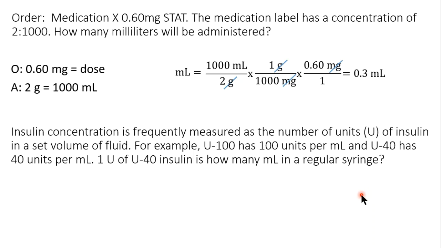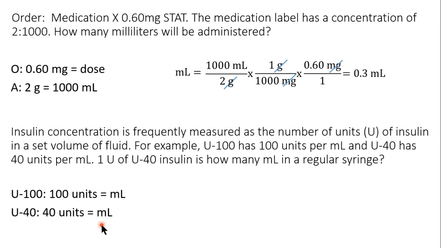Yep, awesome. So for the second one, we know that U100 has 100 units in 1 milliliter, and U40 has 40 units in 1 milliliter. And we want to know how many milliliters.